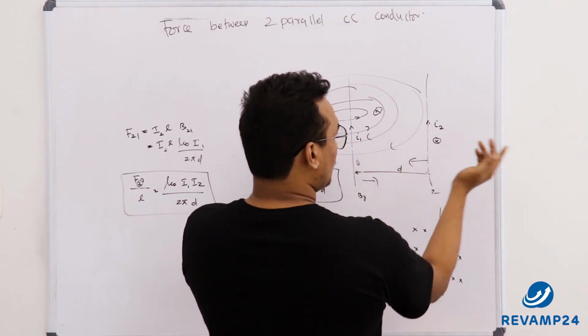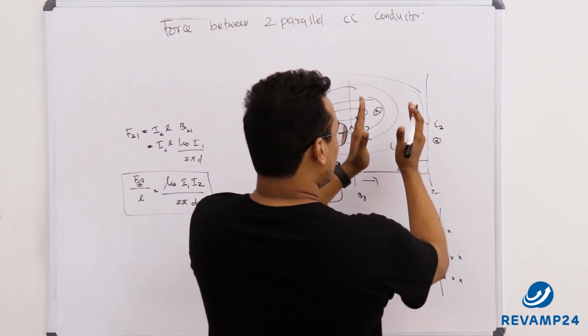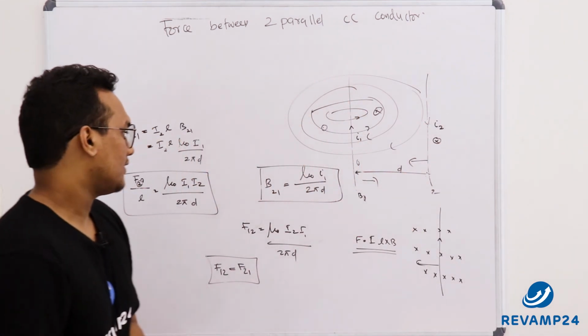When they are in opposite directions, so let's say current I1 is in this direction and I2 is in the opposite direction, they will repel each other. Okay, thank you.